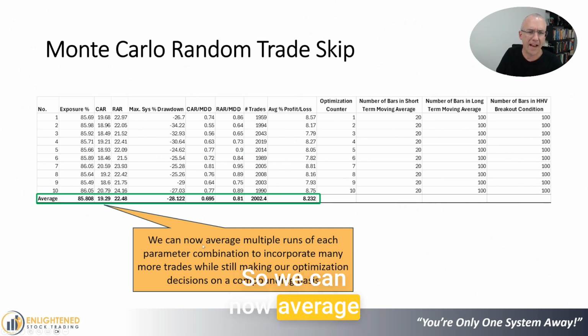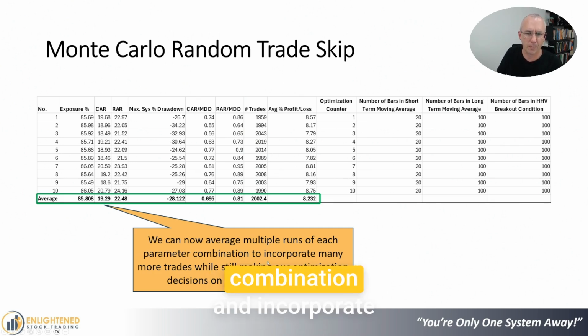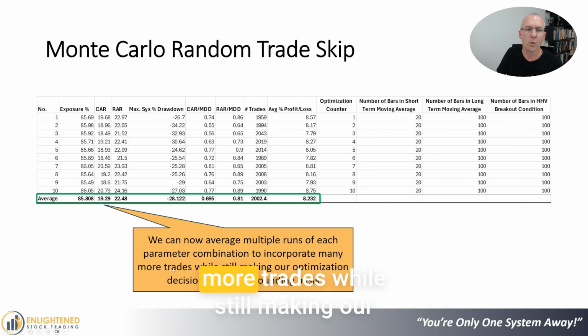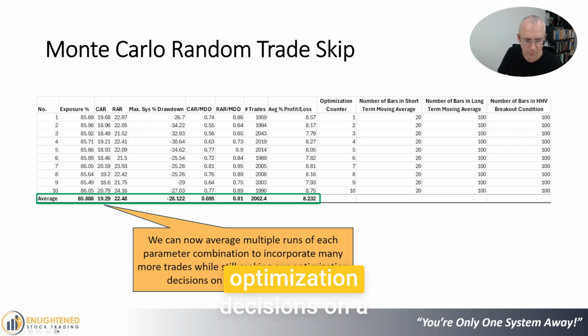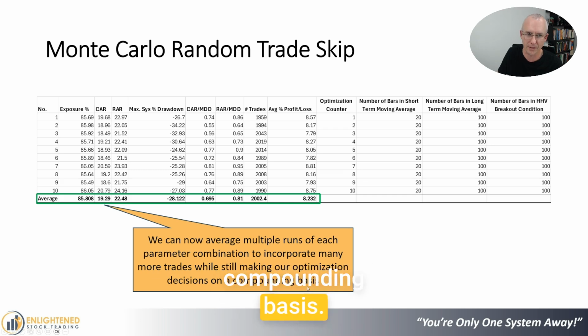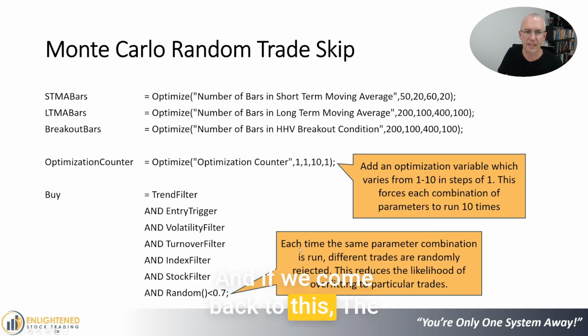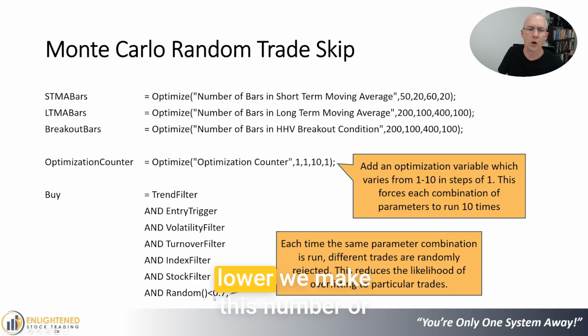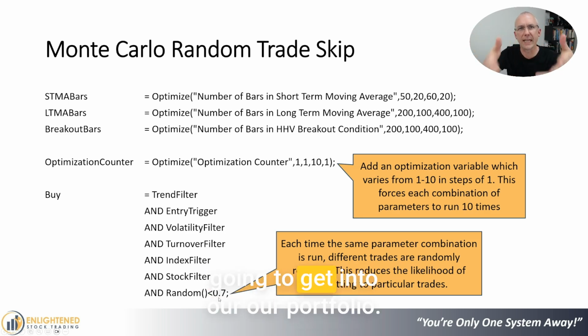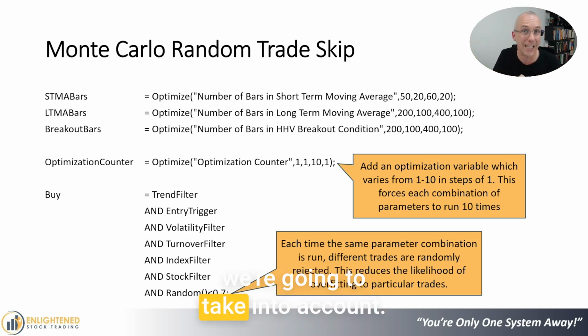So we can now average multiple runs of each parameter combination and incorporate more trades while still making our optimization decisions on a compounding basis. And if we come back to this, the lower we make this number, or the more trades we randomly skip, the more variability we're going to get into our portfolio. So the more different trades we're going to take into account.